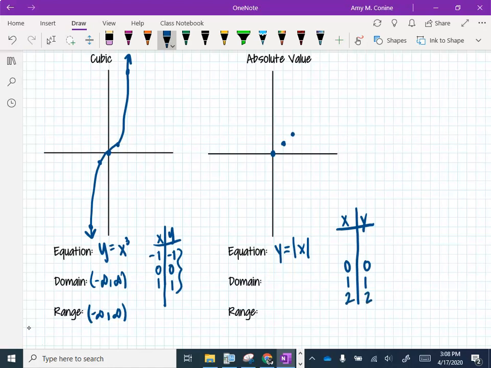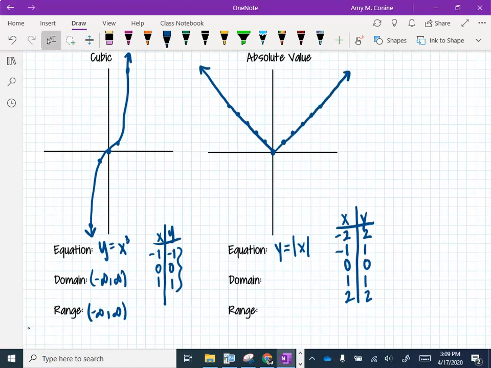So if you remember, absolute value changes negative items inside to positive. So if we plug in -1, we should get a positive 1. If we plug in -2, we should get a positive 2. And that pattern continues all the way through on both sides. So instead of a parabola, you have this V. Instead of the U shape, the absolute value gives you a V.